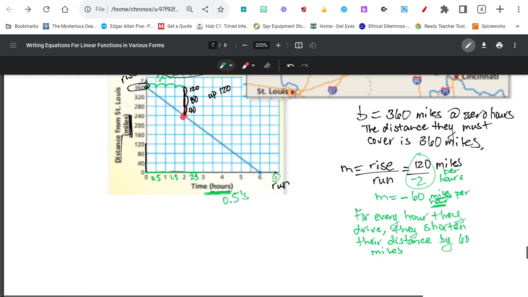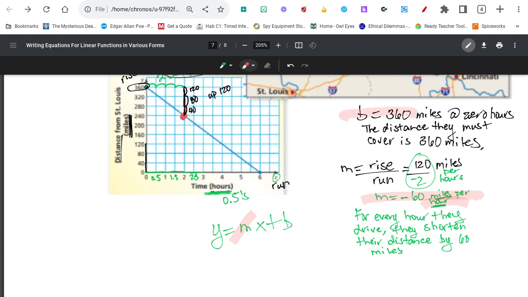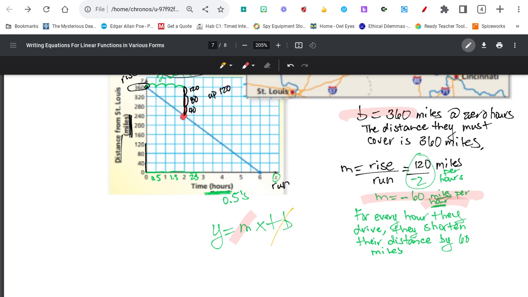So when you write the equation, you're going to write it in the form y equals mx plus b. And I'm just going to replace m, which is negative 60 miles per hour, and b, which means that the starting distance was 360. Going to replace those two with y equals m changes to negative 60. Attach your x plus your b, which is 360. That's the equation for this line.